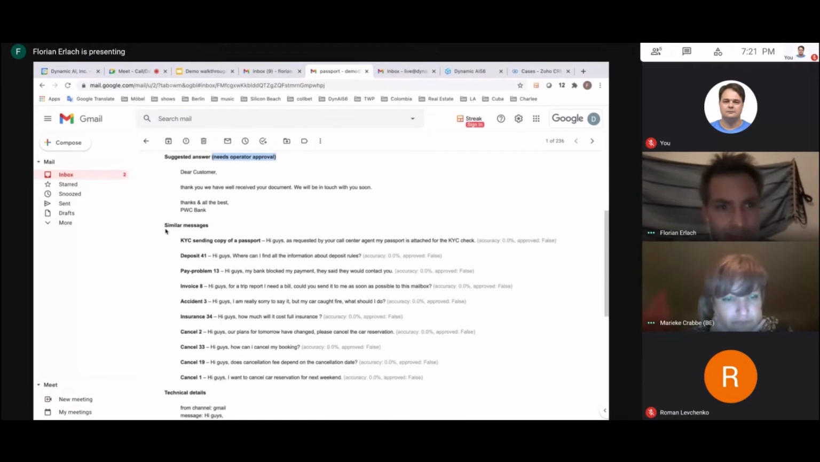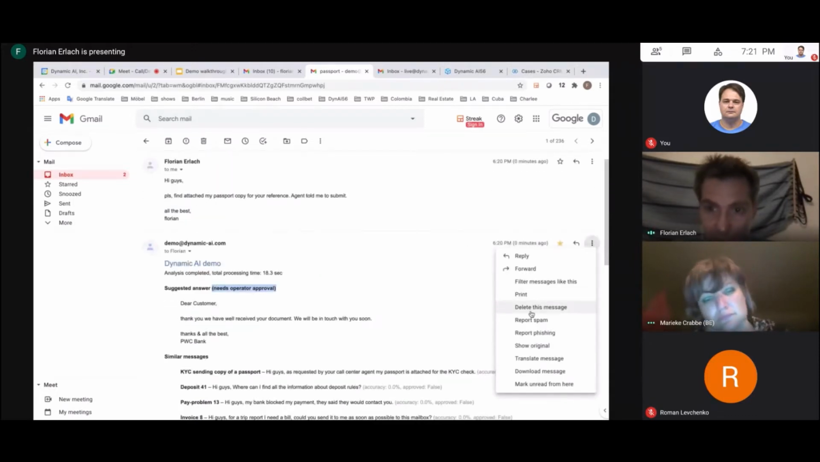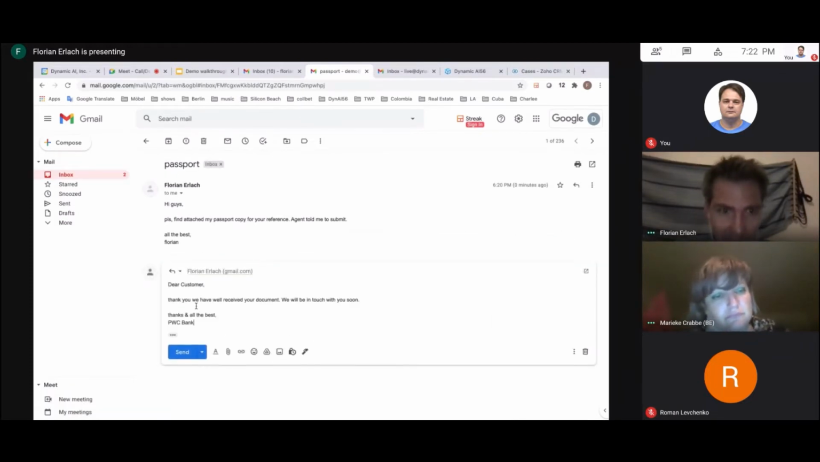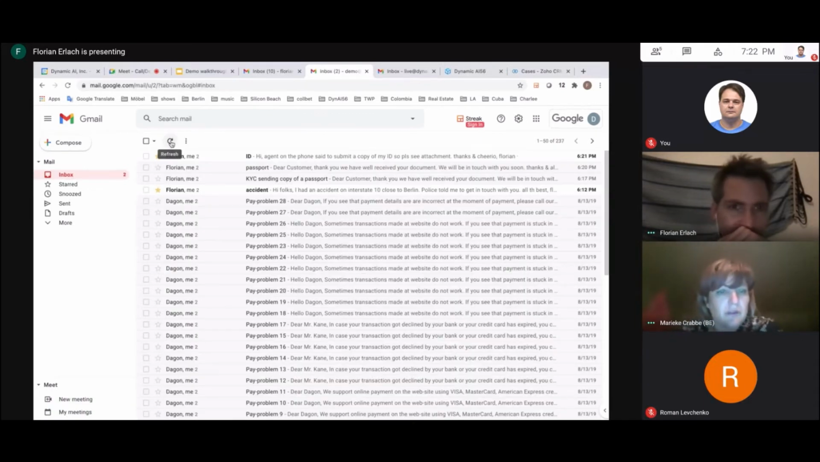And if you look here, similarity check. It is similar. So, "Hi guys, as requested by your cause and attached." 0% accuracy because it only has seen it once. And it says, "Hi guys, where can I find all about the deposit rules?" So it really starts learning, and this is really a true USP. So what I do now is I delete this message, and I make copy paste, and it once again learns and gets better.